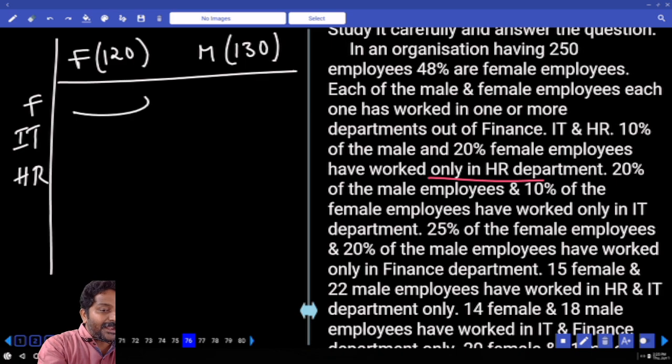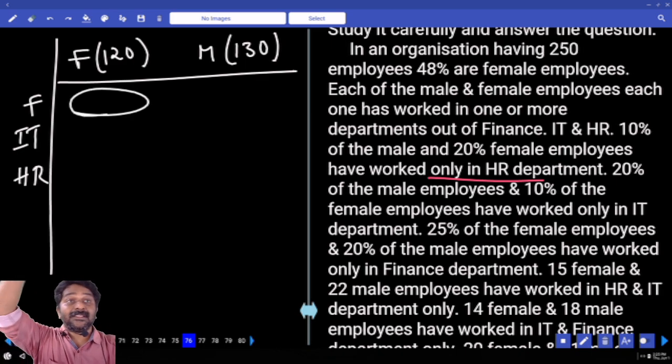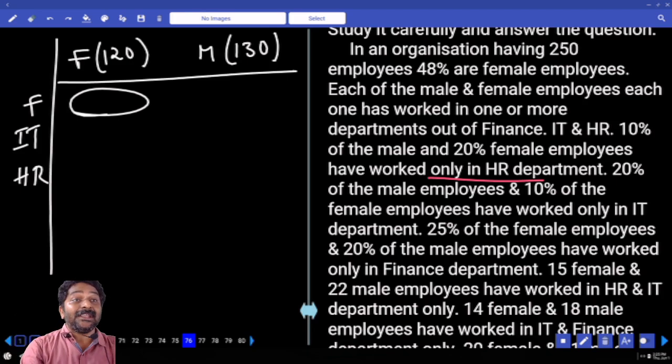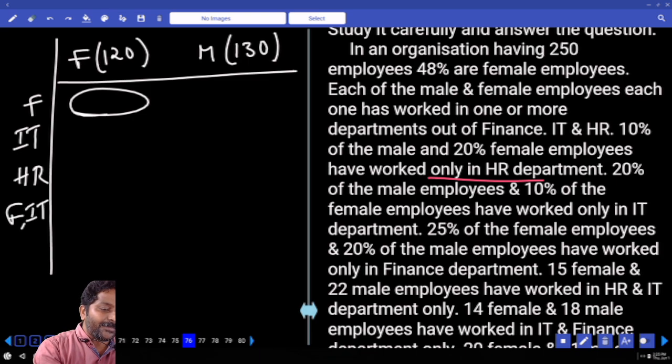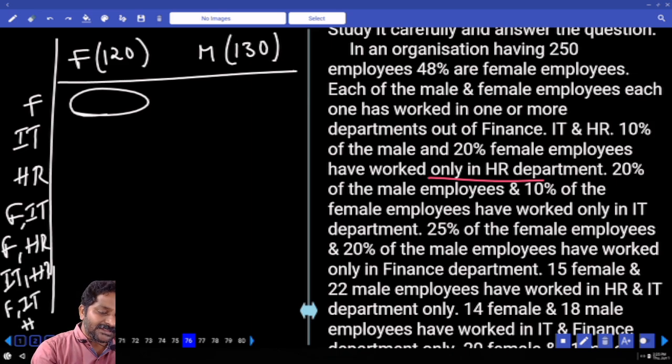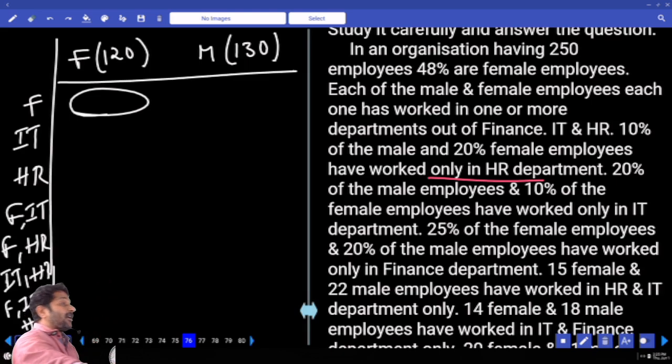So whatever I am going to write here is not representing the total finance section. It is representing only finance. Somewhere around here you'll have finance comma IT. Somewhere here you'll have finance comma HR. And then IT comma HR. And then all together. Finance, IT and then HR. So, if the question is about how many females are working in the finance department, if it is only finance, I'll pick this number. If it is about finance, then wherever F is there, I'll pick those values.